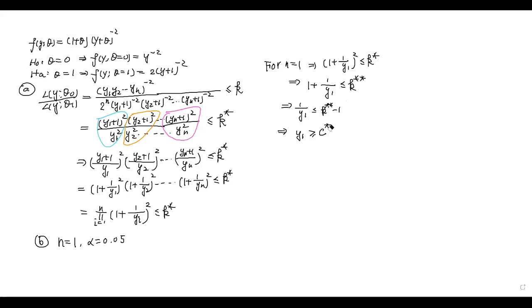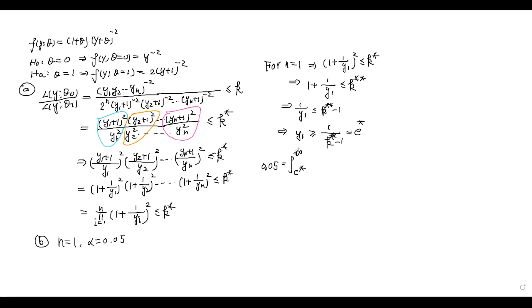Or you can say it's a flip, which is 1 over k star star minus 1, and you can code the whole thing as just c star. Okay, so now I know my alpha, right? My alpha is 0.05. So this is the rejection region: y is greater than c star, from c star to infinity.